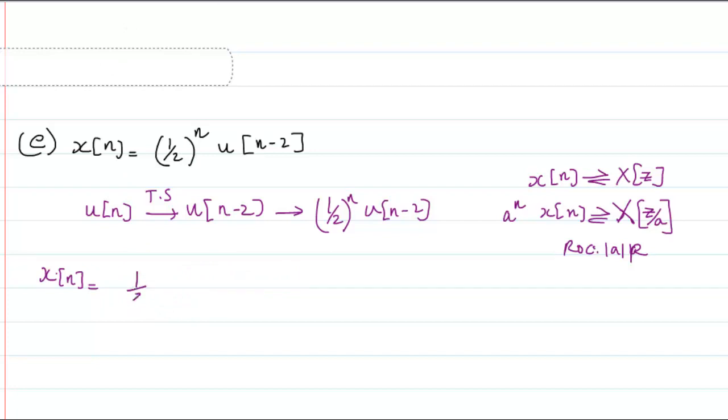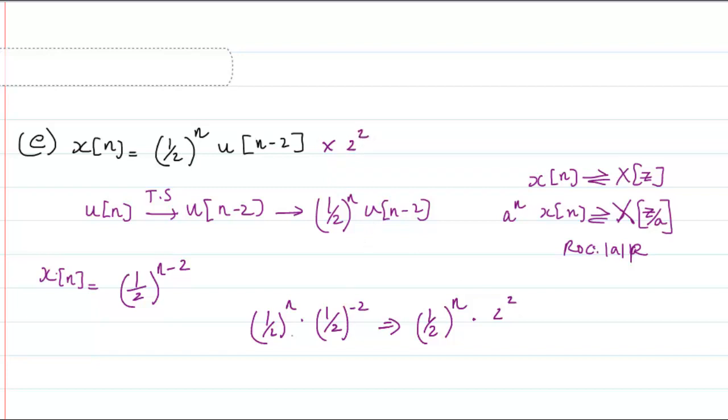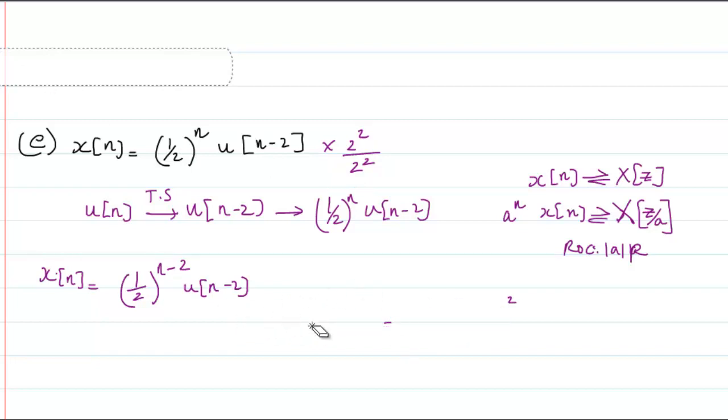What is 1 by 2 raised to power n minus 2? That is basically equal to 1 by 2 raised to power n into 1 by 2 raised to power minus 2. And what is that? That is 1 by 2 raised to power n multiplied with 2 raised to power 2. Correct? So if I multiply this function with 2 raised to power 2, I will get 1 by 2 raised to power n minus 2 u of n minus 2. But since I have multiplied with this, I have to also divide it with 2 raised to power 2, which is 4, isn't it? So I can write this whole function itself as 1 by 4 into 1 by 2 raised to power n minus 2 u of n minus 2.